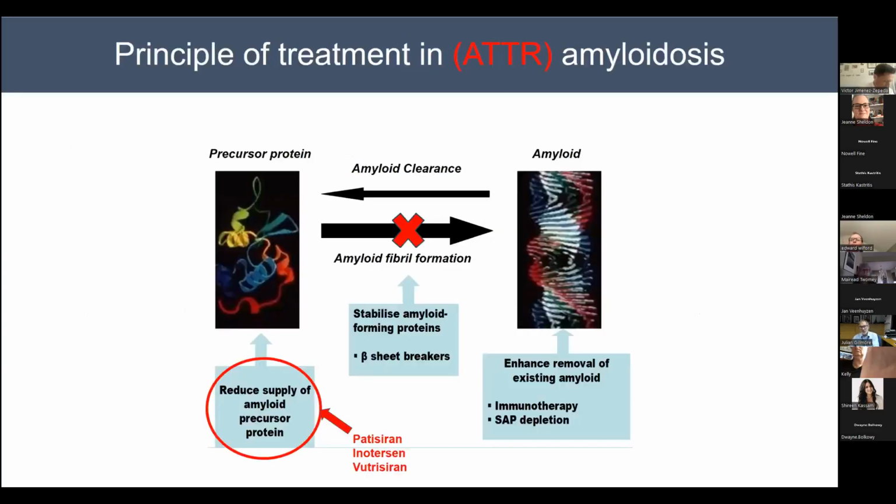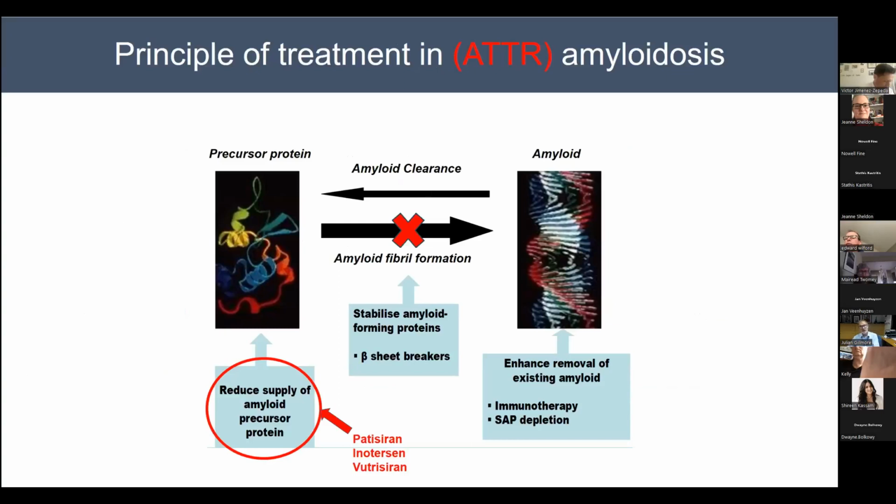So the principle of treatment in all types of amyloidosis is to reduce the rate of ongoing amyloid formation, the aim being to achieve a new equilibrium in which the natural rate of amyloid clearance, shown here, exceeds the rate of amyloid formation in order to achieve net amyloid regression.